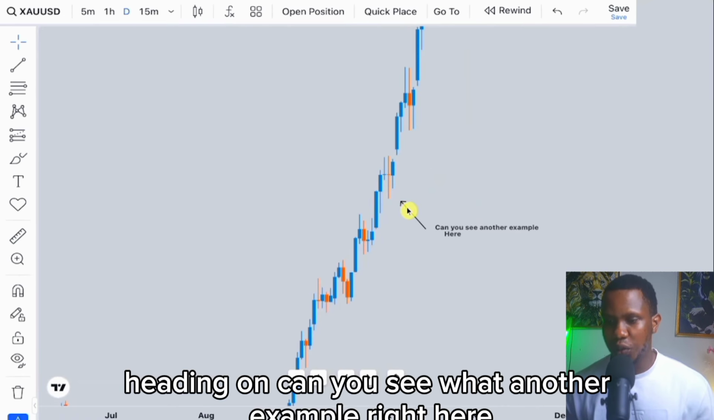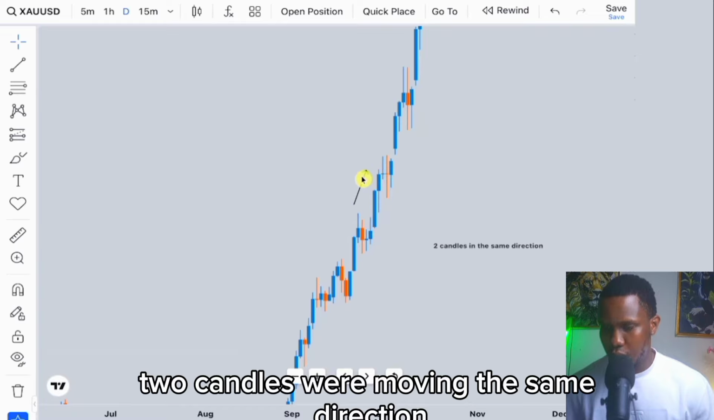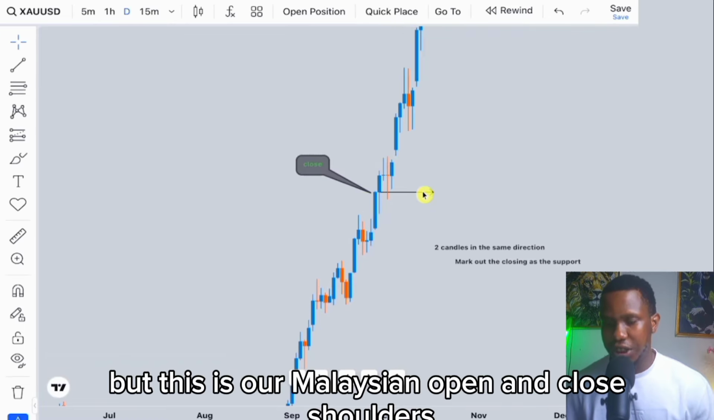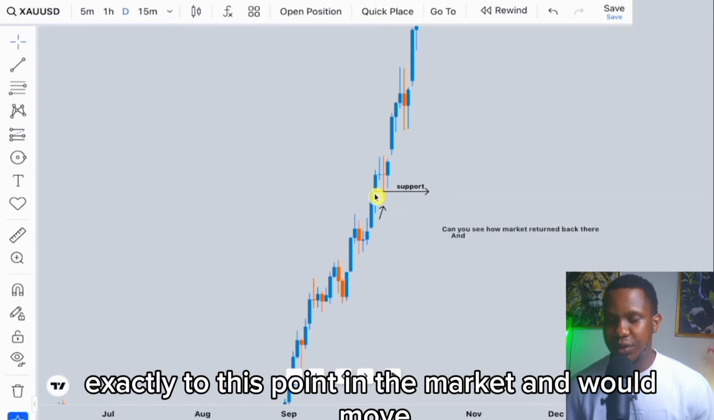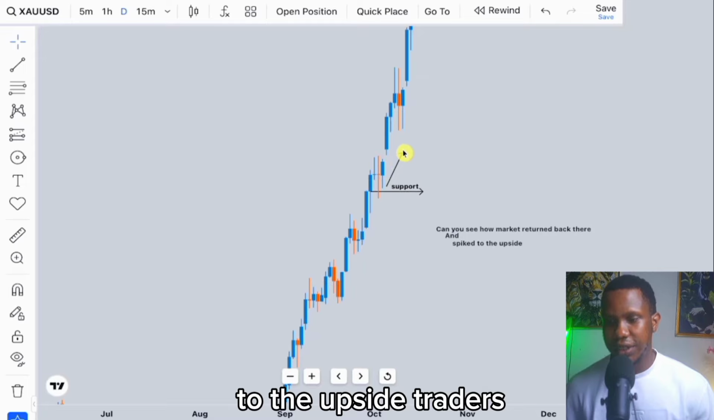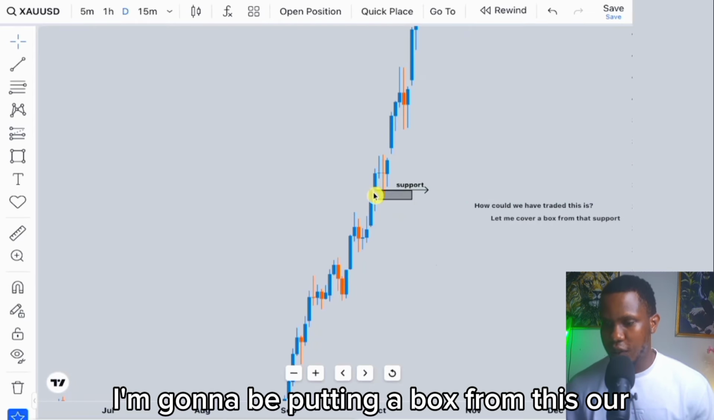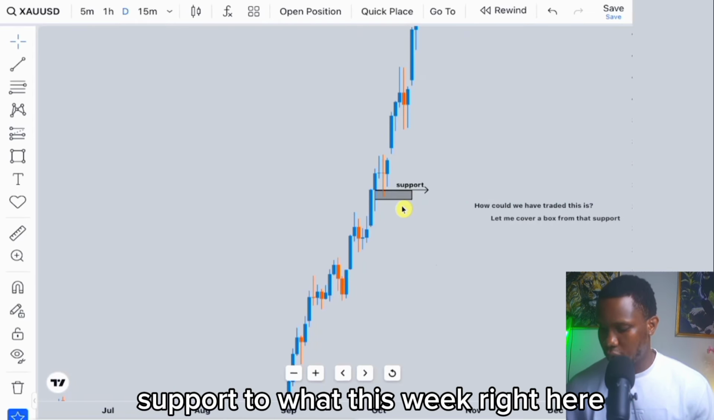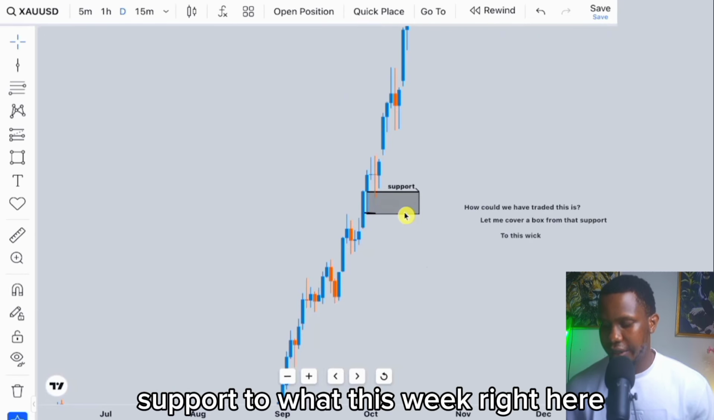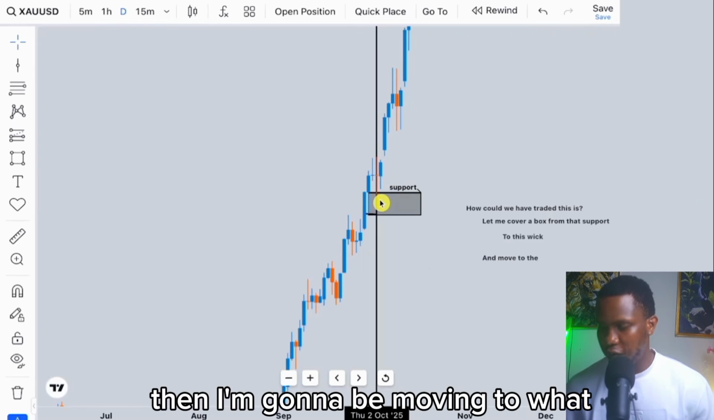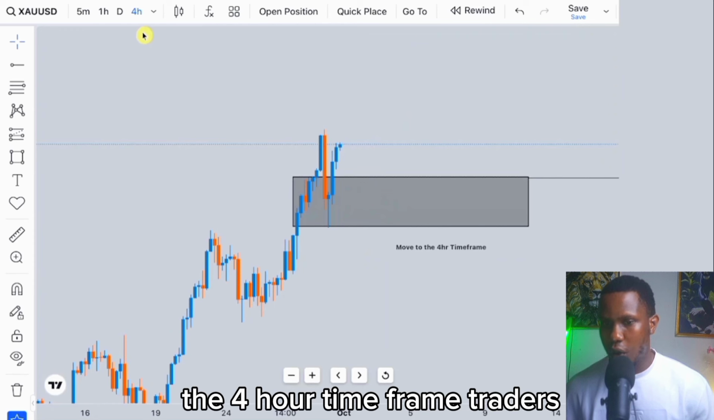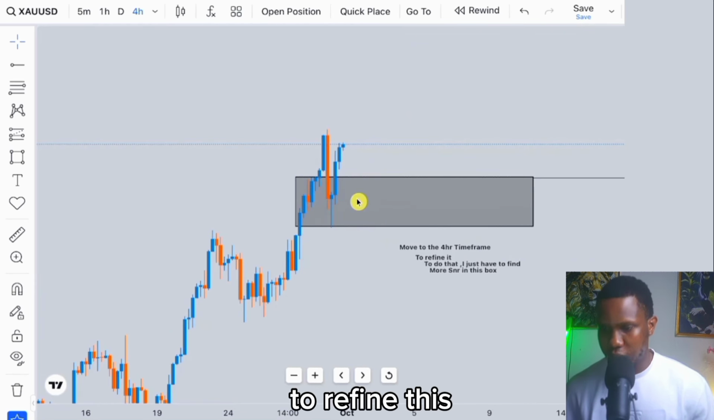Heading on, can you see another example right here? Two candles moving in the same direction. This is our Malaysian open and close, traders. Can you see how the market returned exactly to this point in the market and moved to the upside, traders? I'm gonna be putting a box from this our support to this week right here. Then I'm gonna be moving towards the 4-hour time frame, traders, to refine this.